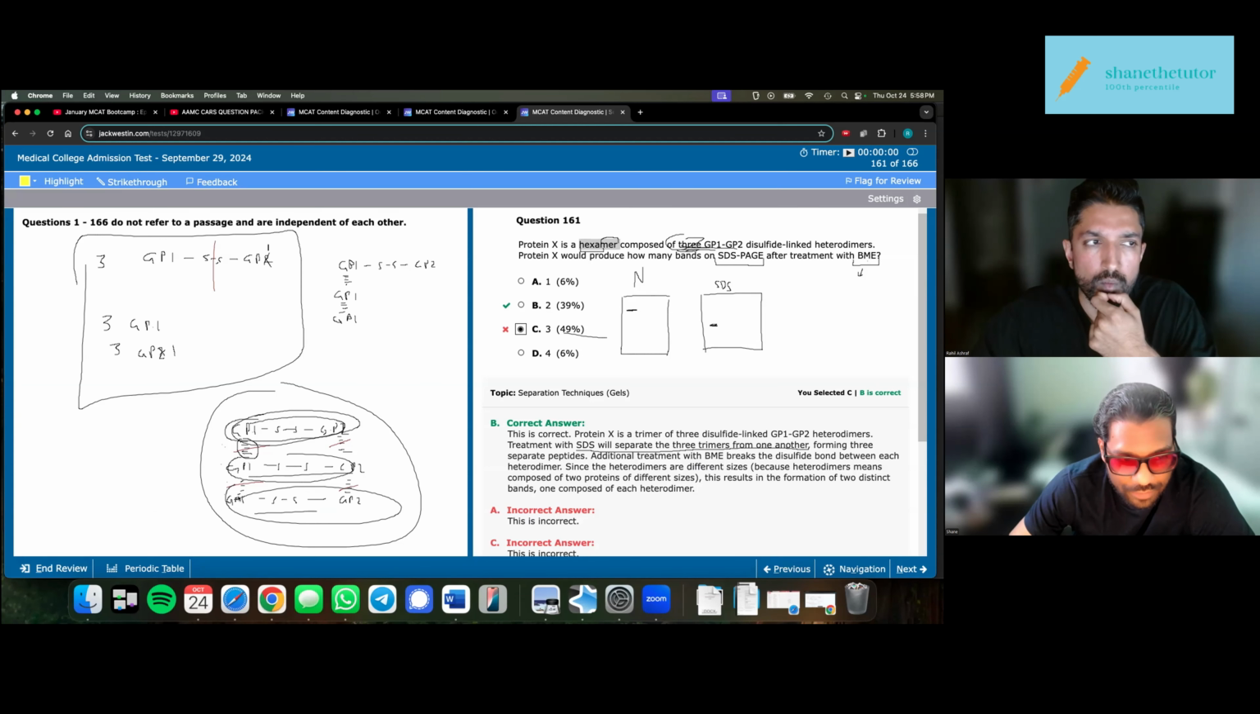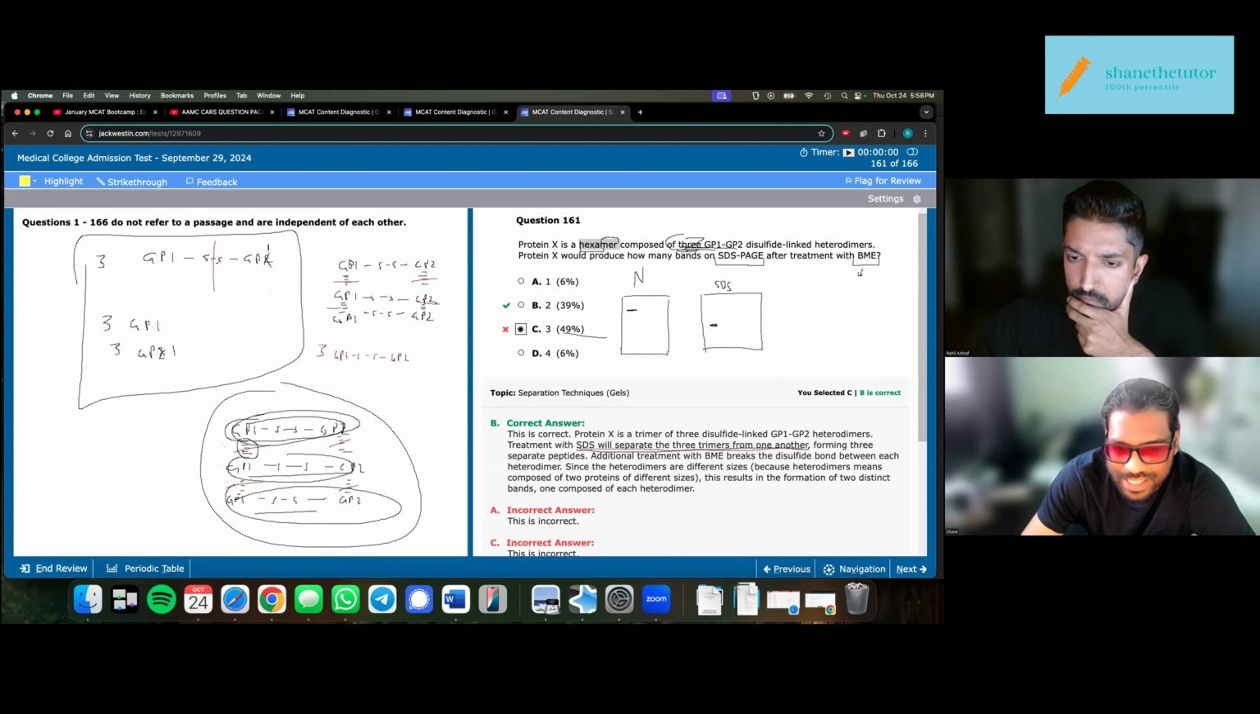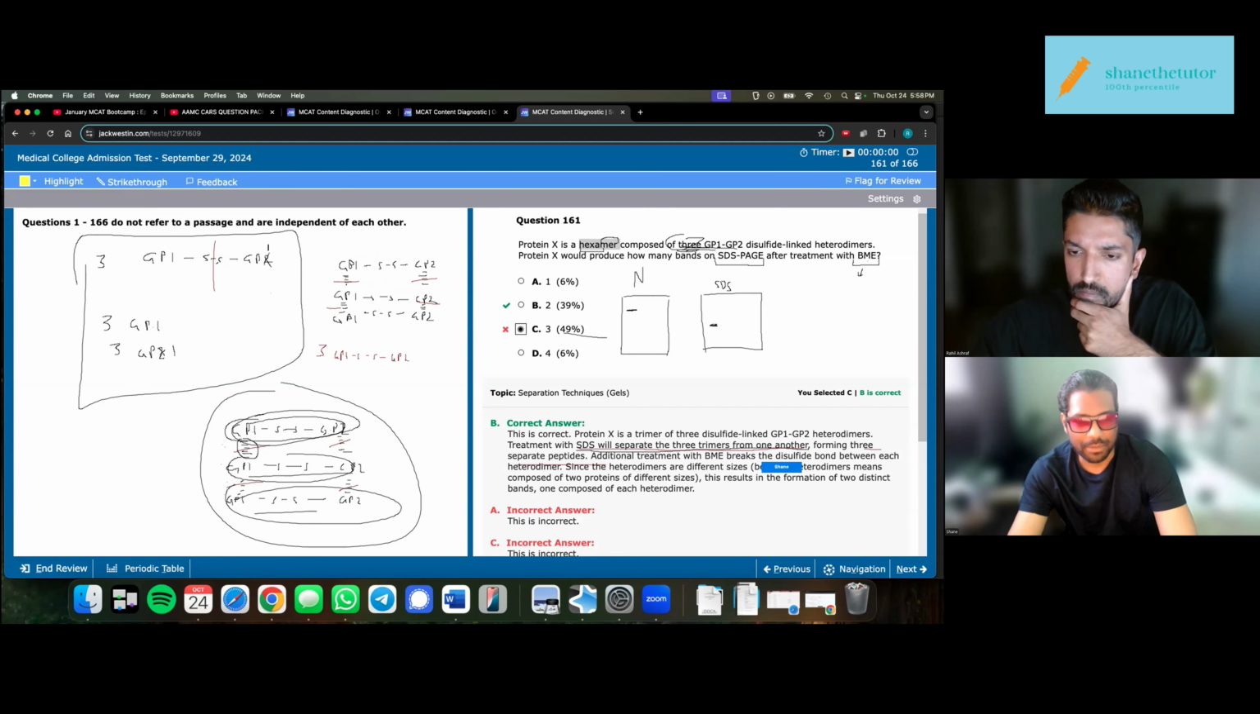If you just imagine this, then these are connected this way. If you just had SDS, you would break these and you would get three of the GP1s disulfide linked to GP2. That's if it's just SDS. So that's what it means by separating the three trimers from one another, forming three separate peptides, right? This is one peptide, another, right? But then the BME breaks the disulfide bond between each heterodimer, and heterodimers are different sizes, because hetero means different. In this case, different sizes. That's what gives you however many bands.